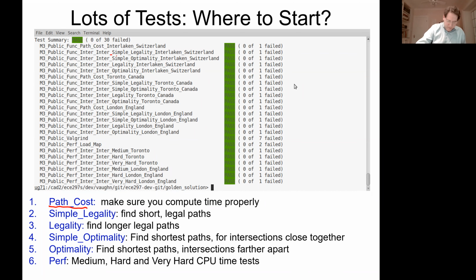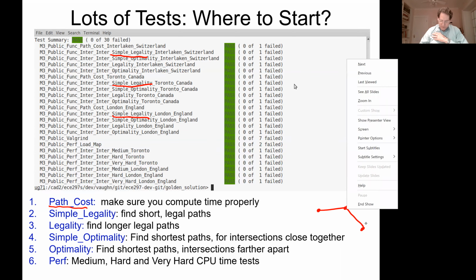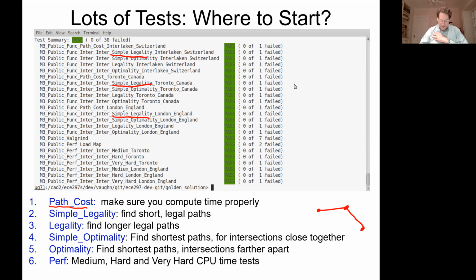Next, we have tests that are called simple legality. Again, I see them in 3 different cities. These are testing, did you get a legal path? You started at a certain intersection, and we want you to go from some intersection to another intersection. Did you actually get there with a sequence of street segments that are actually connected, and you didn't go the wrong way on a one-way street and so on? It doesn't check if it's optimal in any way, so you could meander around some. It just checks, is it legal?